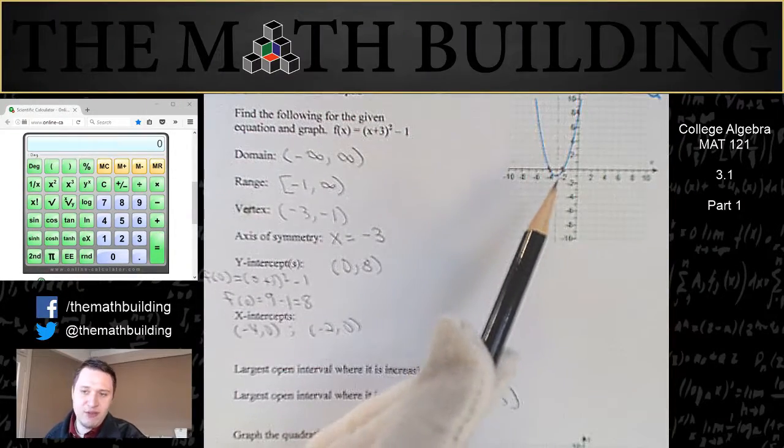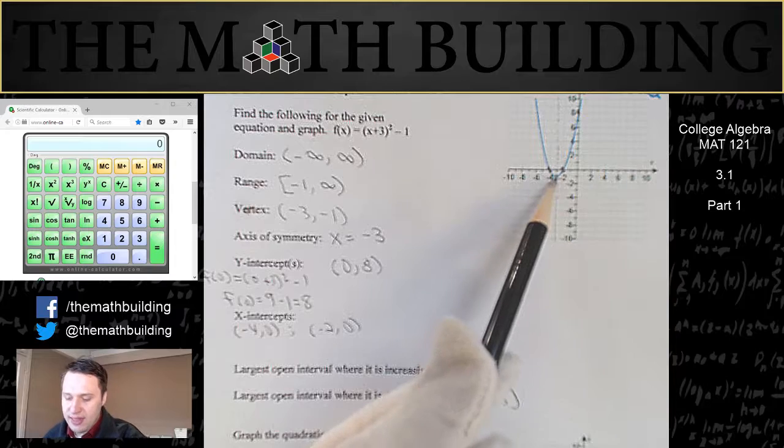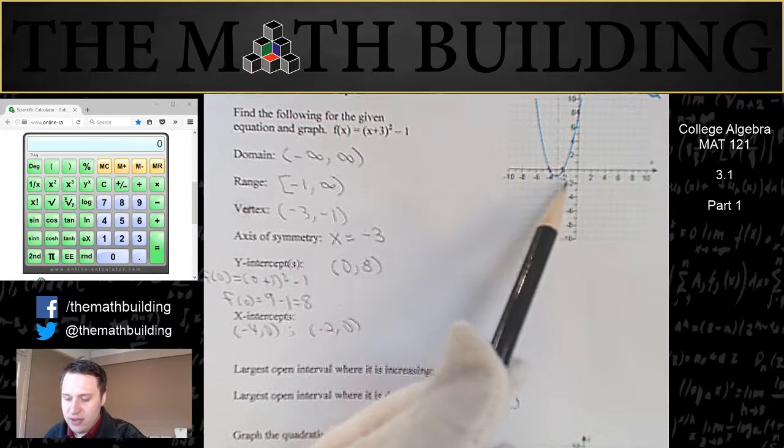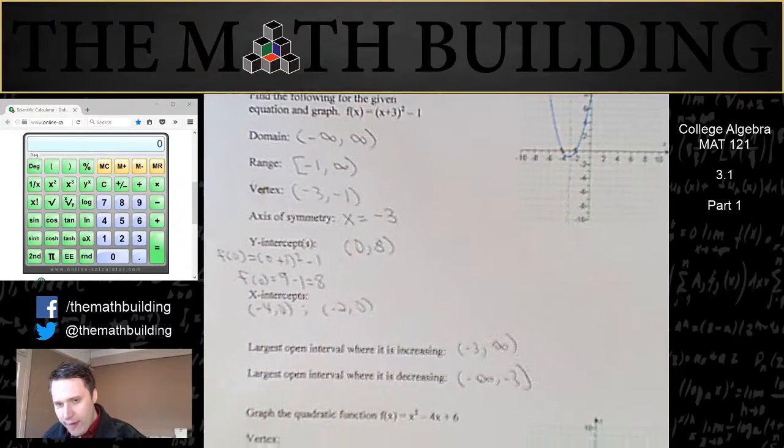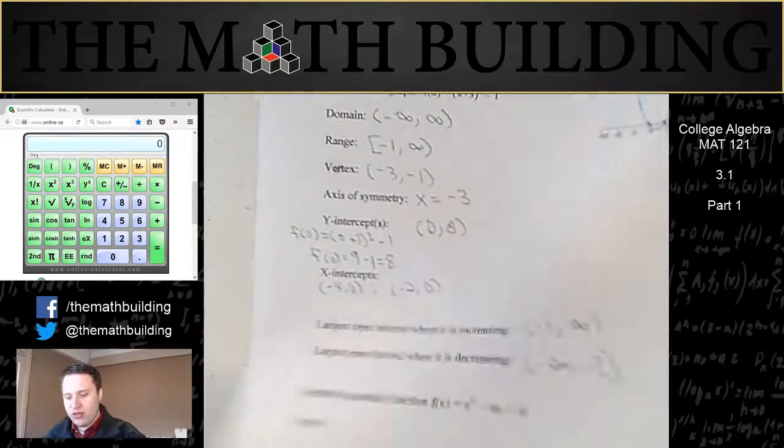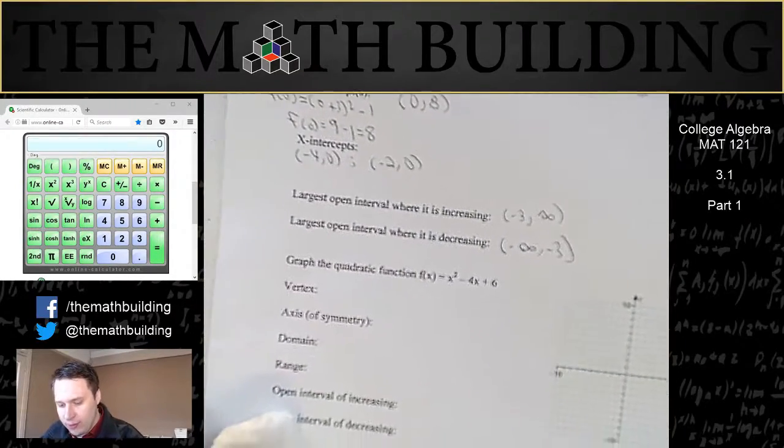By the way, at the vertex, technically speaking, at that one instantaneous point, the graph is flat, and so it has a slope of 0 right there. Okay, let's look at doing all of that with a parabola that's in standard form.